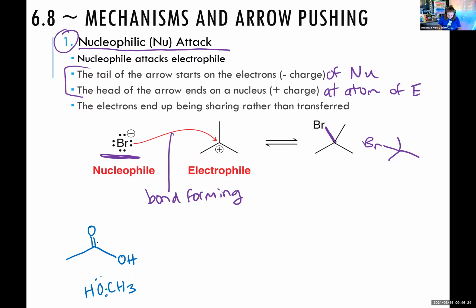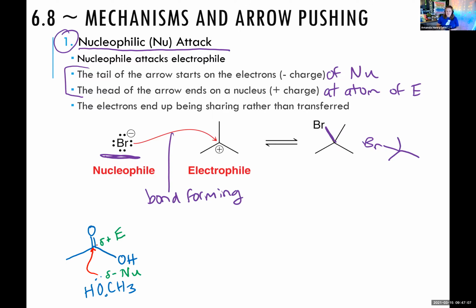In this reaction, my carbon is partially positive and my oxygen is partially negative. So my partially positive carbon is my electrophile, and my partially negative oxygen is my nucleophile. So here's our arrow. We're going to start at the lone pair of our oxygen, the lone pair of our nucleophile, and we're going to end at that partially positive carbon. Now, sometimes when we do a reaction, we only need one arrow, like in the first example, and sometimes we need two arrows.